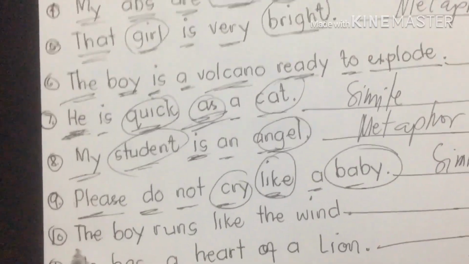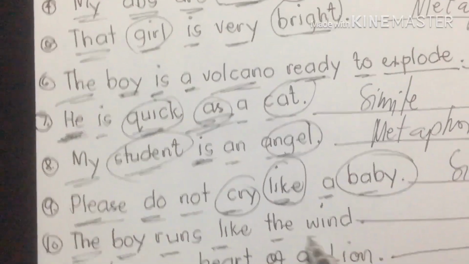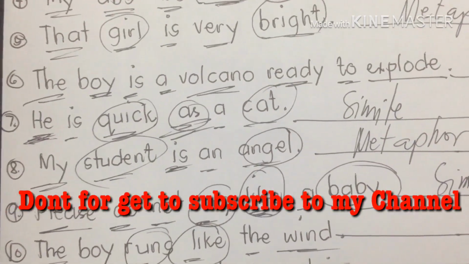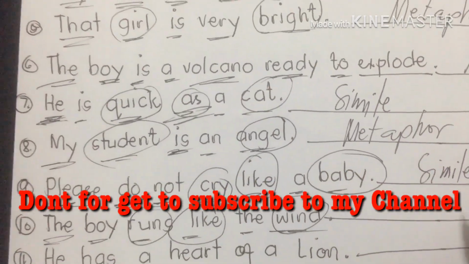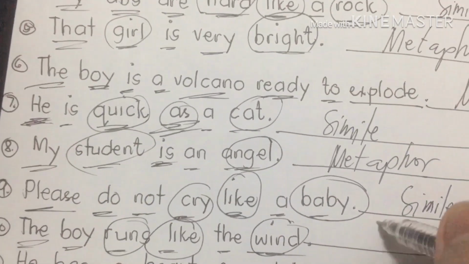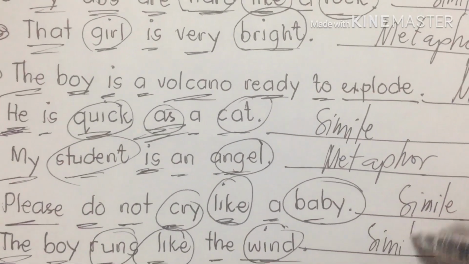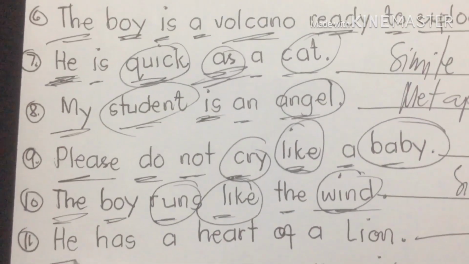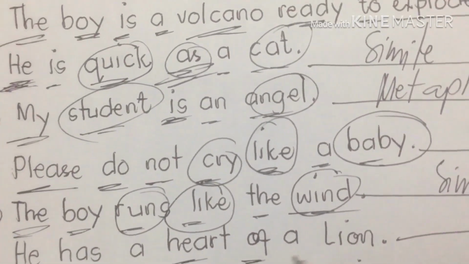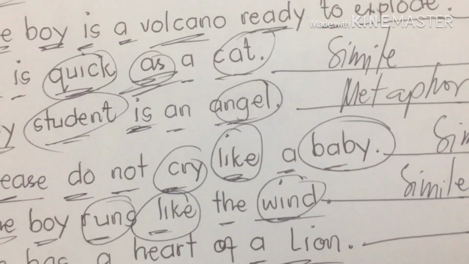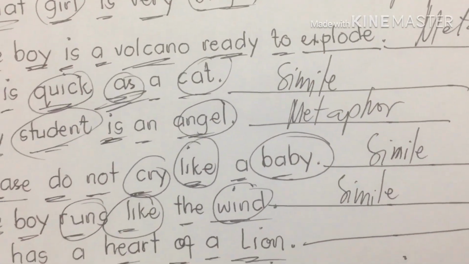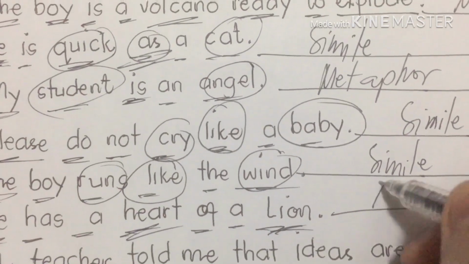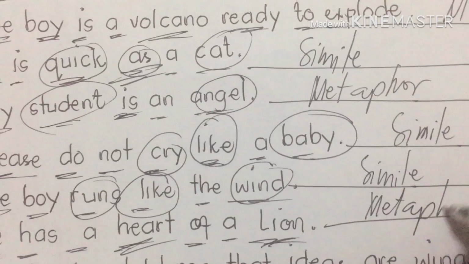Number 10. The boy runs like the wind. Okay, by using like. So the boy compares that he runs like the wind. That means to say he is fast. This is a simile. Next, number 11. He has a heart of a lion. He has a heart of a lion. So we do not use the words as and like. This is a metaphor.